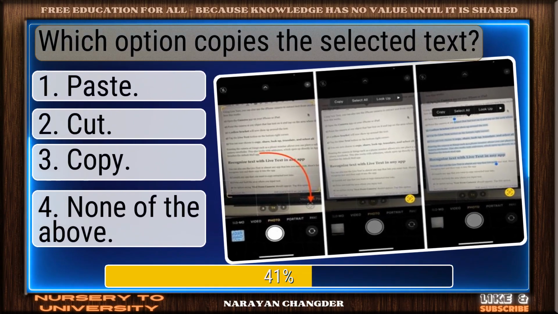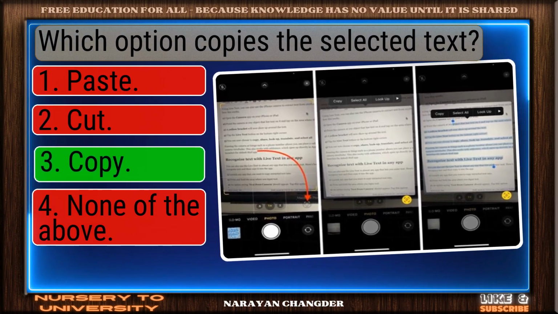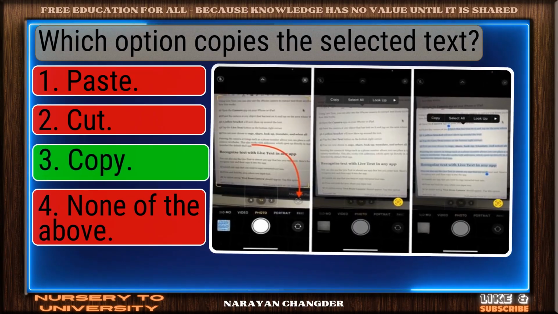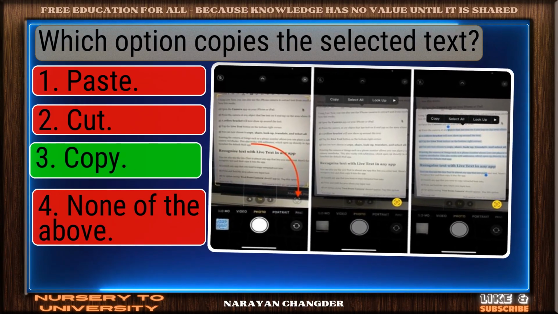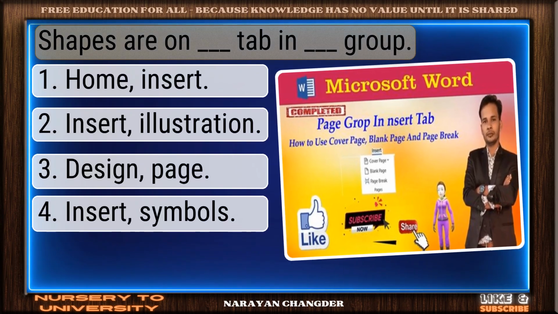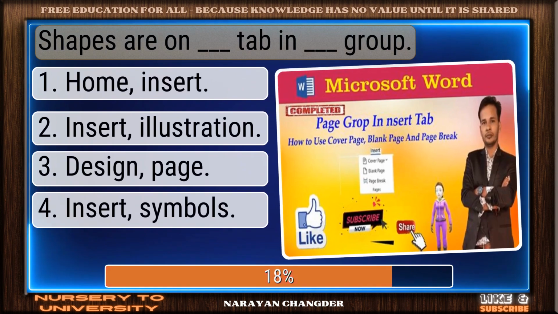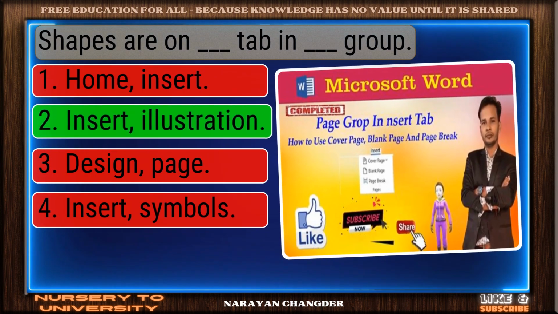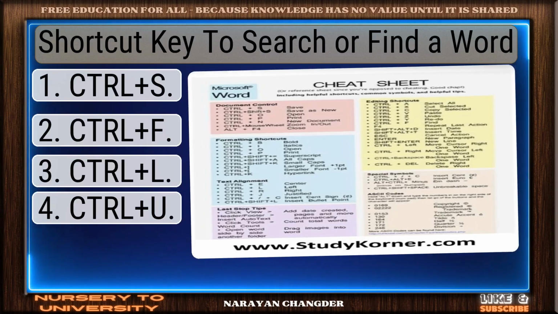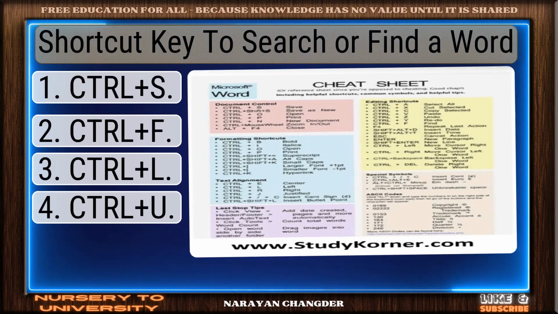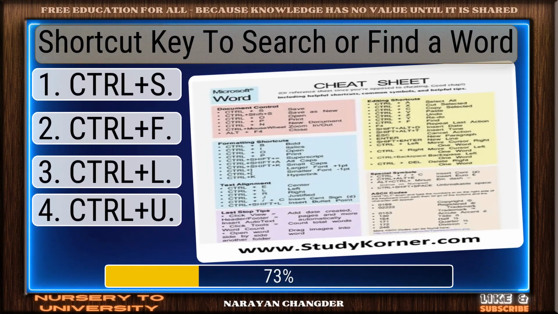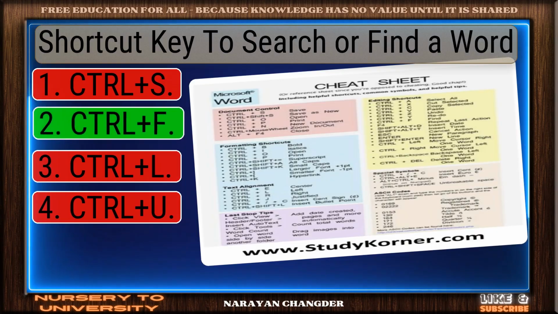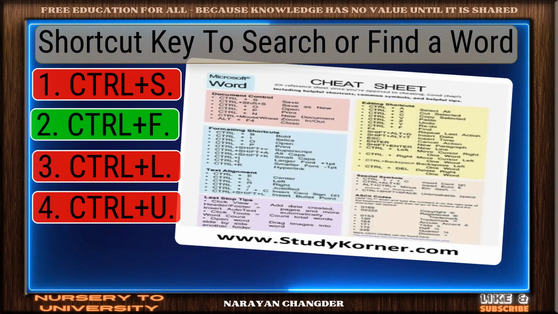Great job. Copy is the accurate answer. Shapes are on dash tab in dash group. Correct. Insert illustration is the right answer. Shortcut key to search or find a word. Ctrl+F is the correct answer.